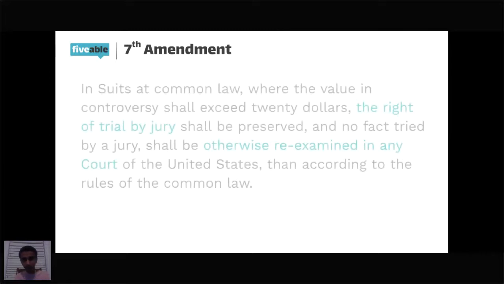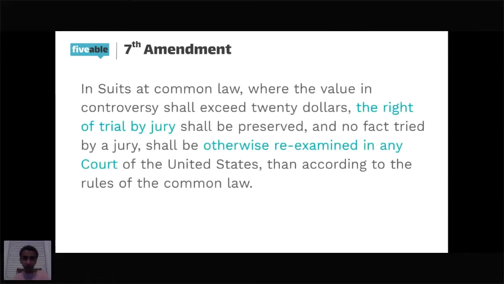All right, so the 7th Amendment is pretty short. There's really not too much to cover, but we are going to talk about it. In suits at common law, where the value in controversy shall exceed $20, the right of trial by jury shall be preserved, and no fact tried by a jury shall be otherwise re-examined in any court of the U.S. than according to the rules of the common law. Common law is like a British concept that we adopted. It's basically the way our justice system works.